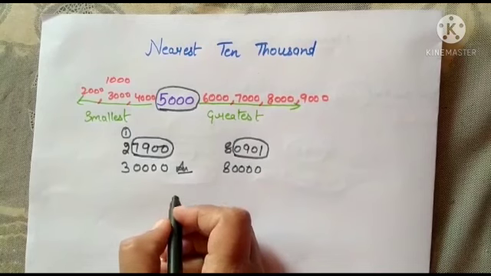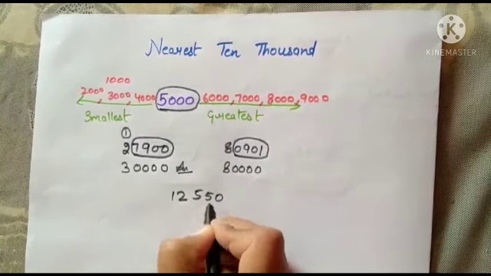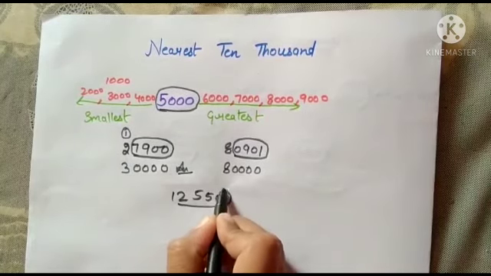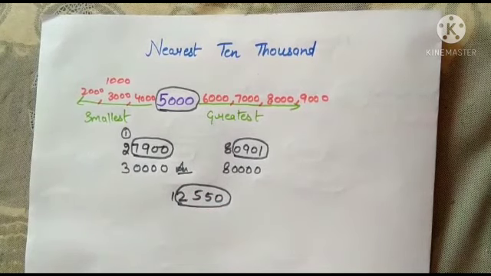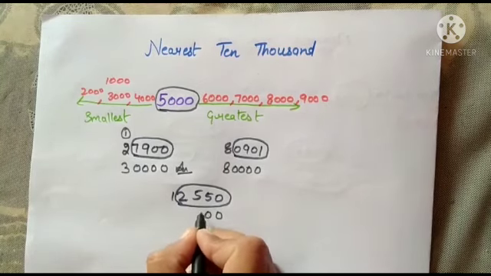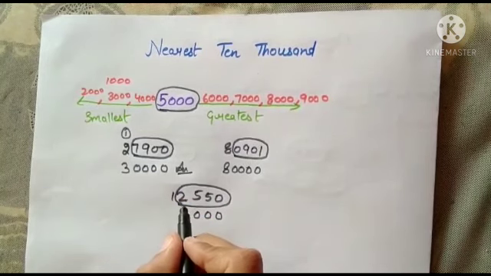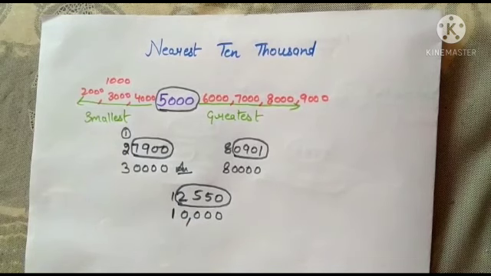Next is 12,550. See here, the last 4 digits, it is smaller than 5,000. So our answer will be, we will put 4 zeros. We will not add 1 because it is smaller than 5,000. So we will write 1. So our answer will be 10,000. Fourth question, you have to do like this.